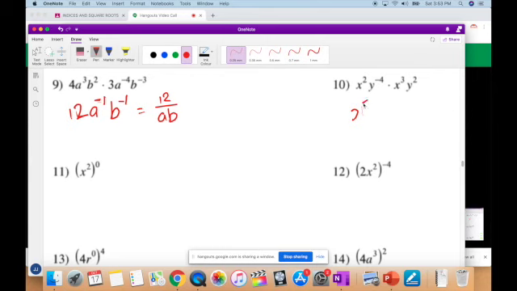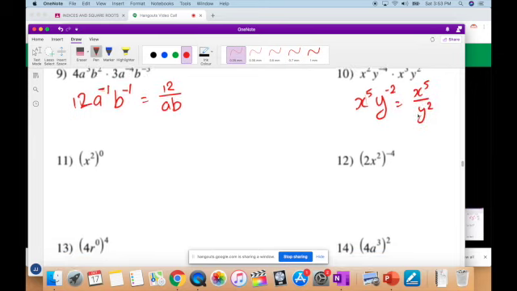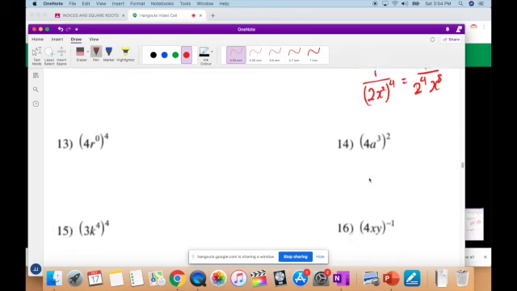X to the 5th, y to the -4 plus 2 is -2. That means it's x to the 5 all over y squared. Right? This here is just 1. Right? This here is 1 all over 2x squared to the +4. Right? And then I could expand 1 all over 2 to the 4. 4 2s are 8x to the power of 8. You can leave it like that, or you can expand that too if you wanted to.